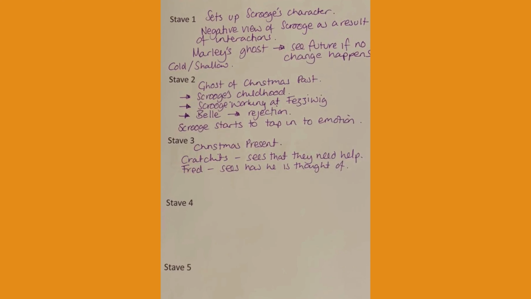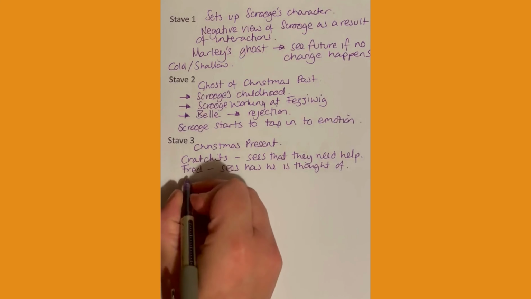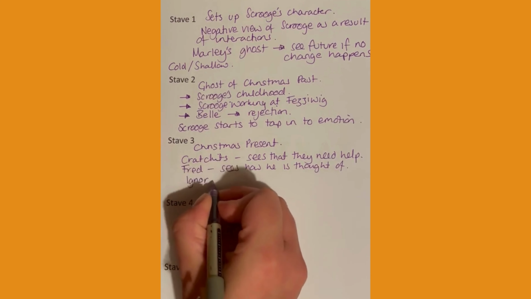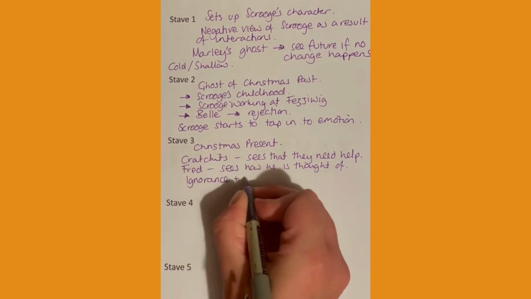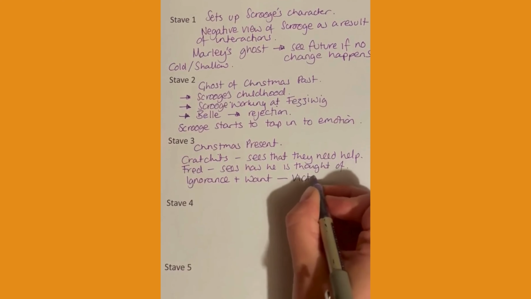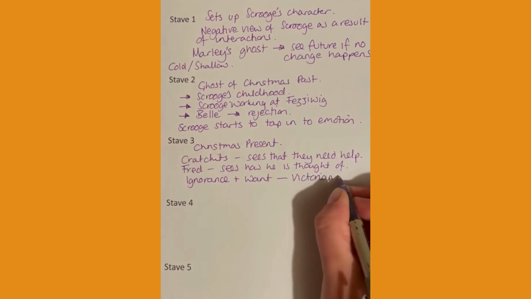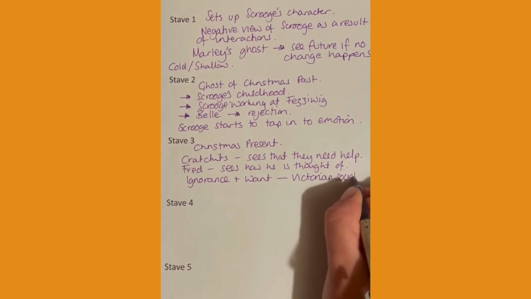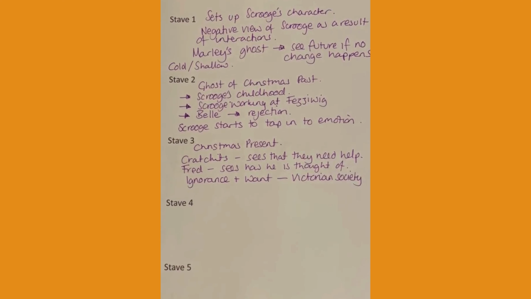He sees people who are isolated. He sees people who are sharing Christmas. And finally, we get the two children, Ignorance and Want, who are symbolic of Victorian society, who essentially are there to represent the poor and the children, and they are the people that need the help. Unless we do something about it, ignorance and want will take over society.